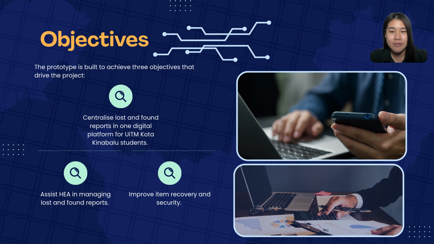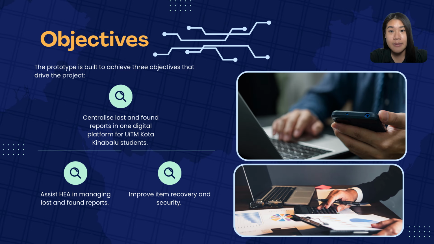Thank you, Angela. Based on the problem explained earlier, Find It Campus was built to achieve three main objectives. The first objective is to centralize lost and found reports in one digital platform for UiTM Kota Kinabalu students. This means students do not have to depend only on WhatsApp announcements, manual inquiries, or informal searching. They can submit their lost or found item reports directly through the system. The second objective is to assist HEA in managing lost and found reports. Through the admin function, HEA can review reports, update item status, set collection points, and add remarks. This will help HEA manage the process in a more organized and traceable way.